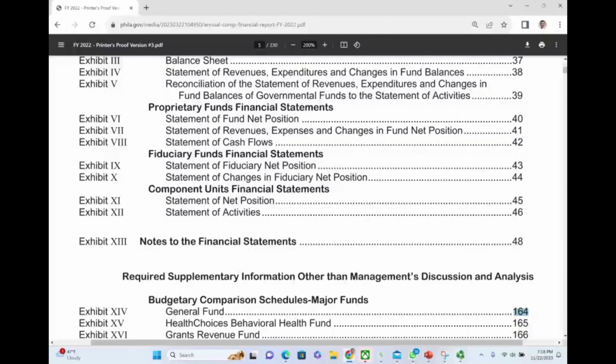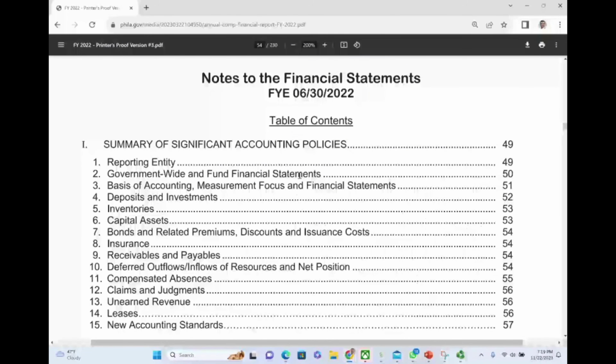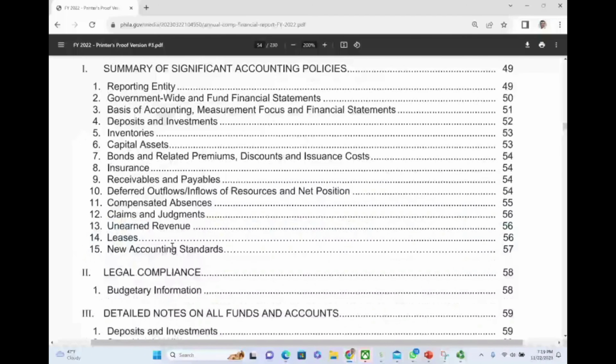I'm going to show you a summary of the notes, because if you really want to look at every note, you're more than welcome to do so. Again, I will attach this PDF to your lesson. This is a table of contents for the notes. The first note is the summary of significant accounting policies: the reporting entity, the government-wide and fund financial statements, basis of accounting, measurement focus, and financial statement presentation. They'll tell you which accounting method they are using, deposits and investments, inventories, capital assets, bonds and related premium, insurance, and so on and so forth.